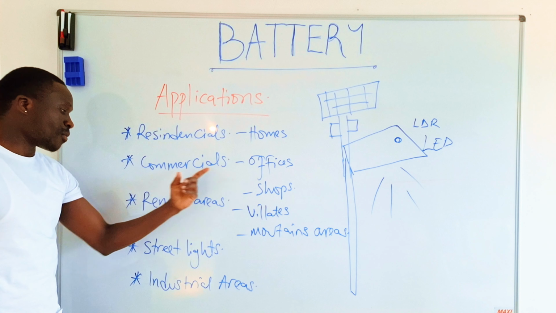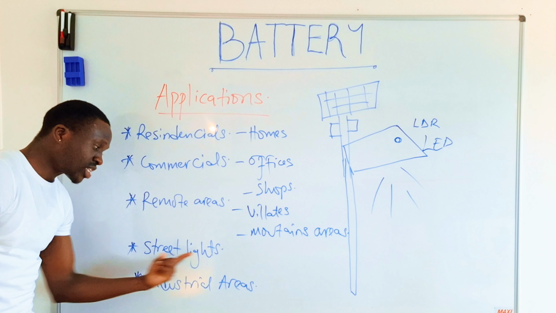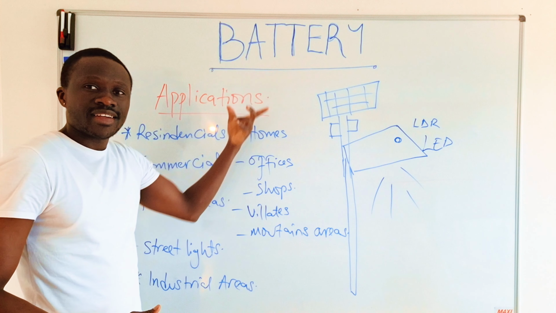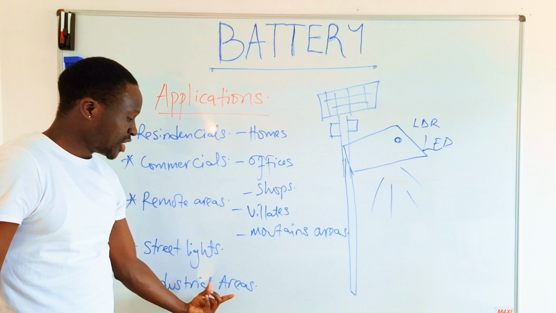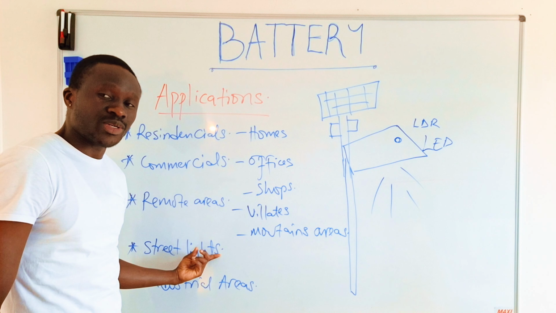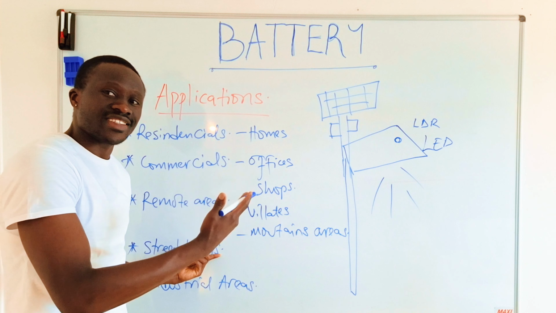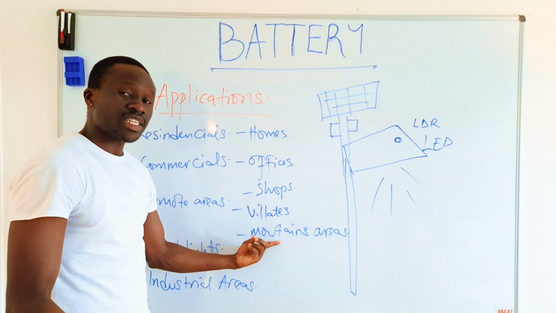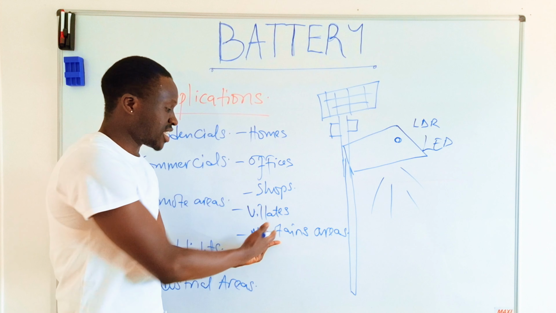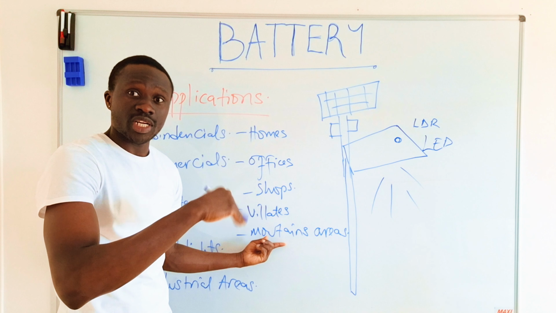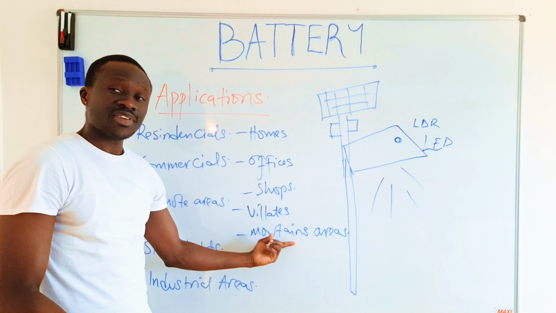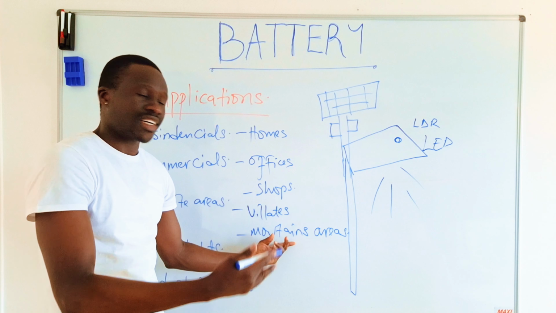The residential, commercial, remote areas, which are villages, the street lights, and the industrial areas. Without this battery, these places will go dark. The machines in the factory will not work. The security lights at night will not work because the panel does not work at night. In the remote areas, the villages and mountainous areas, there are no electrical poles. It is very hard to pass electrical poles in these mountainous areas because of the relief or the plateau. Without the battery or the solar system, these areas will remain in darkness.